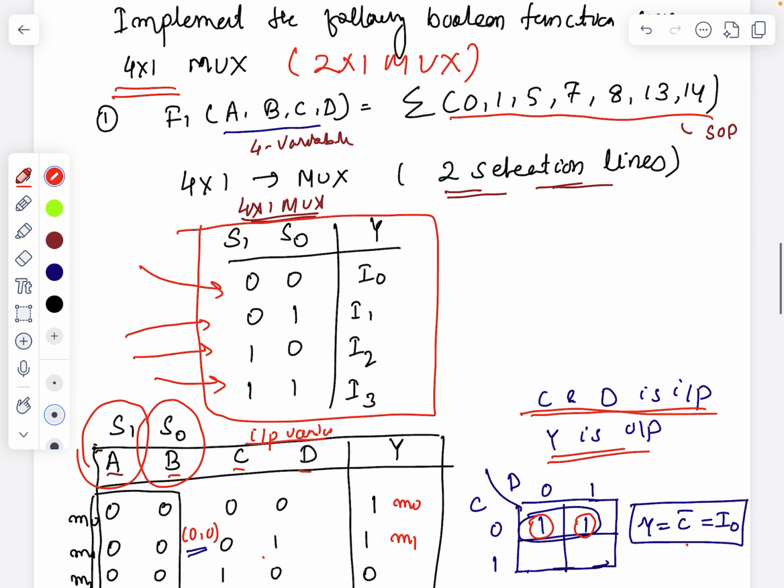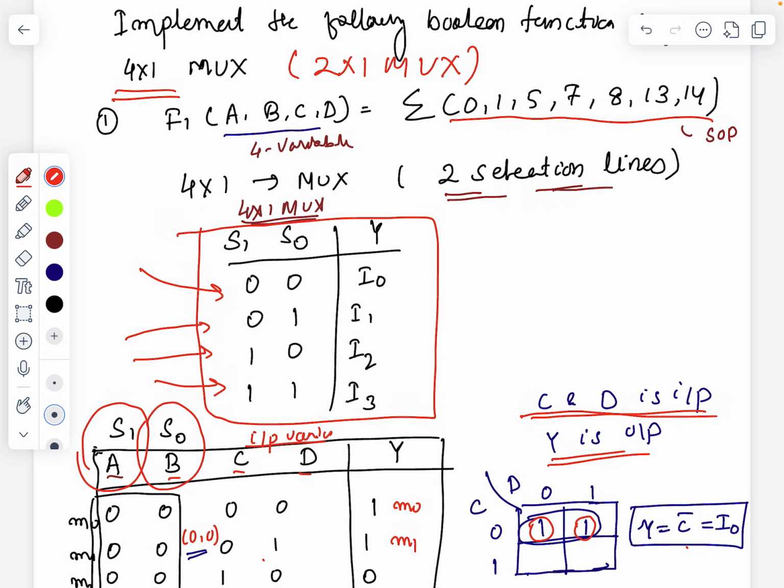Similarly, in the upcoming problem, I can solve the same numerical using a 2 cross 1 mux. I hope you can understand this question and the solution. Okay, if you have any doubt, you can write in the comment section.